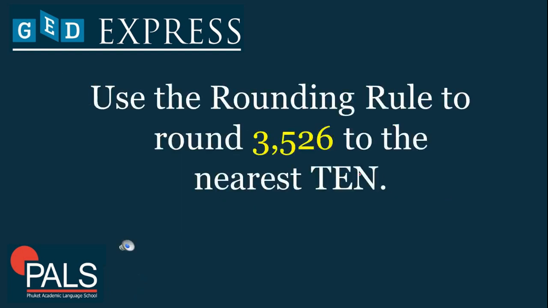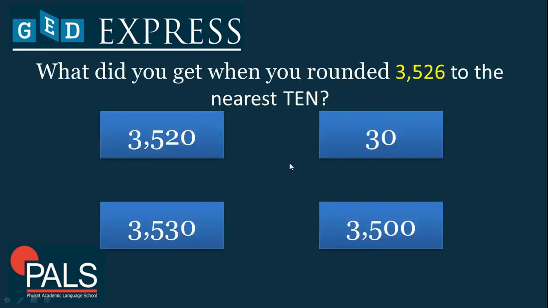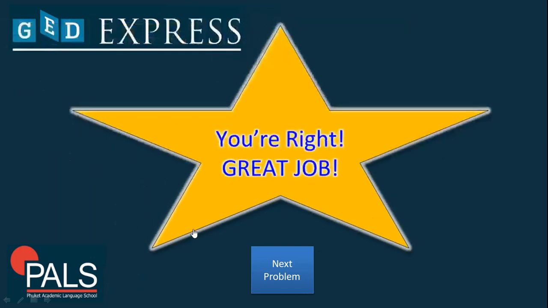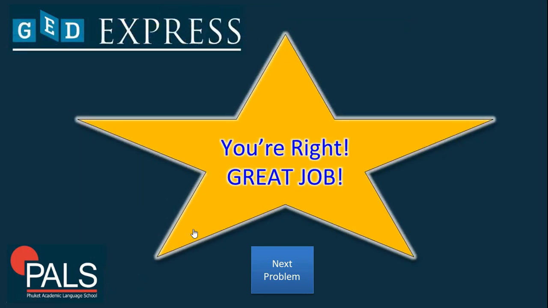Next, we use the rounding rule to round 3,526 to the nearest 10. We have here this question. What did you get when you round 3,526 to the nearest 10? Would you like to try answering? The answer is 3,530. You're right. Great job.